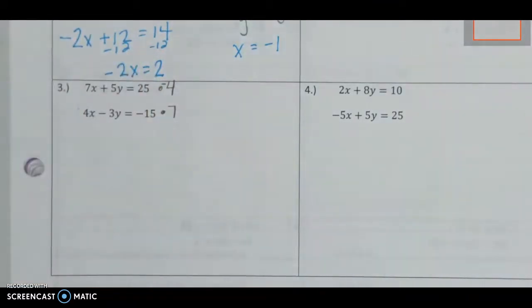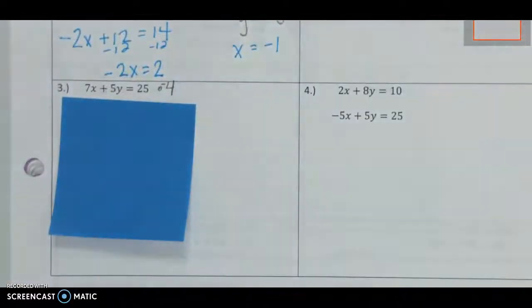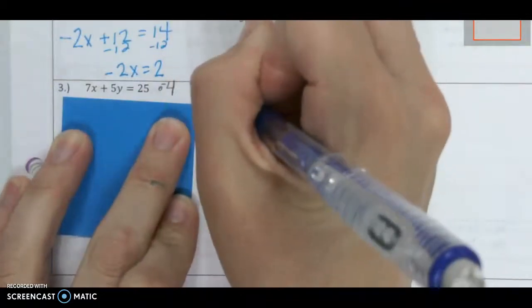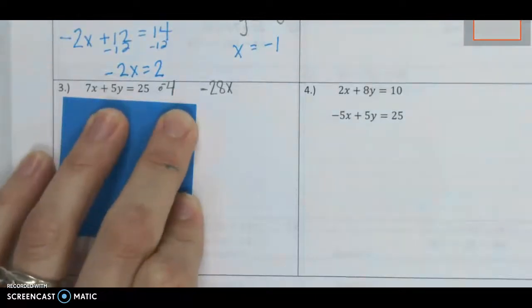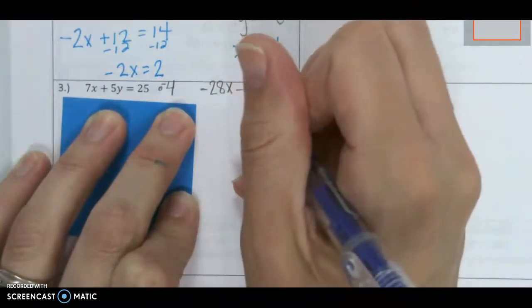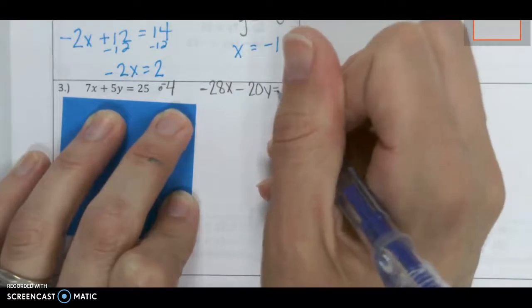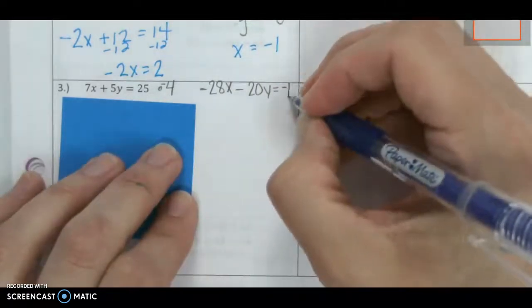All right, so let's go ahead and multiply. I'm going to stick with my original plan, multiplying by 4 and 7. I chose my negative to be the 4, not the 7. All right, so this would be negative 28x minus 20y equals negative 4 times 25 is 100, so negative 100.